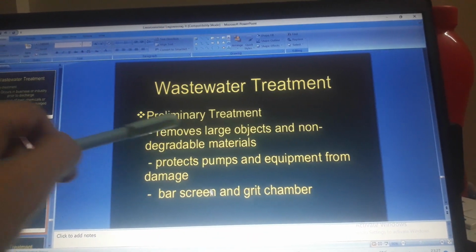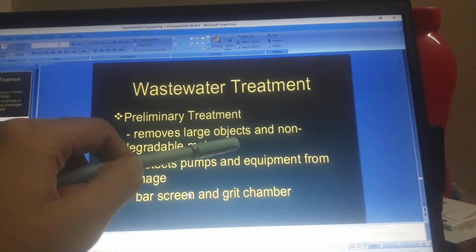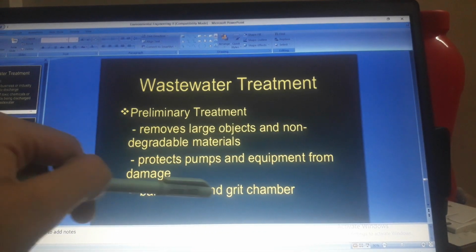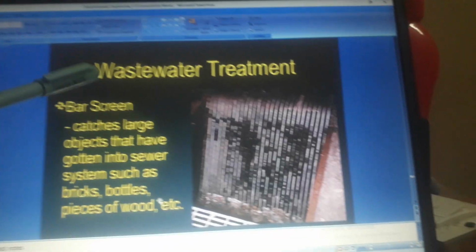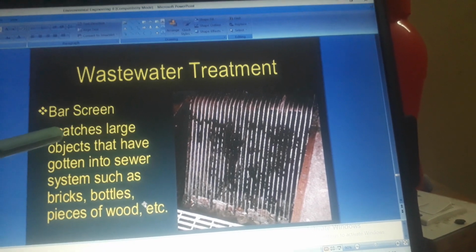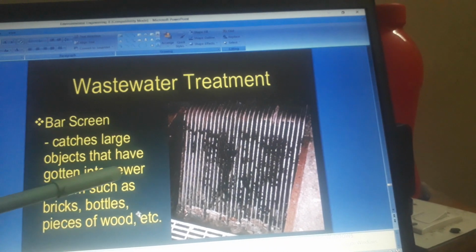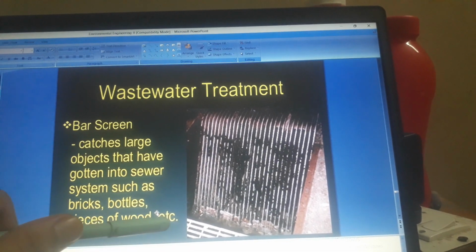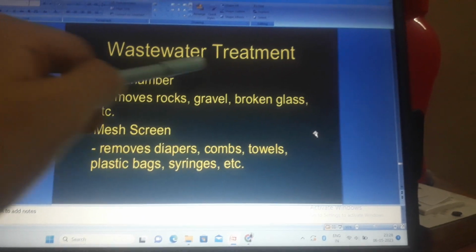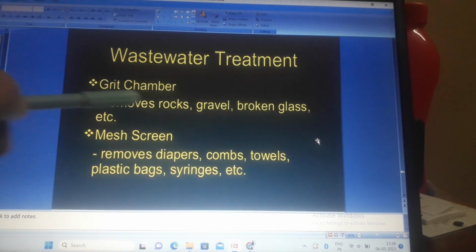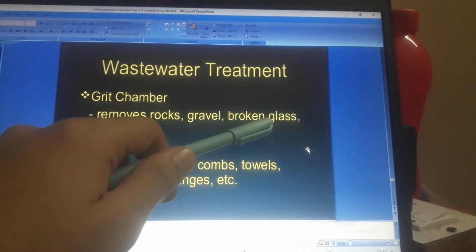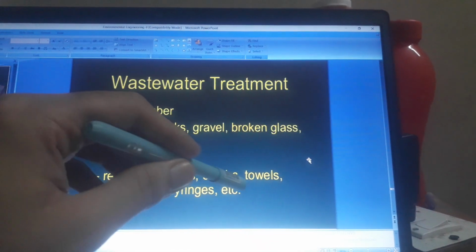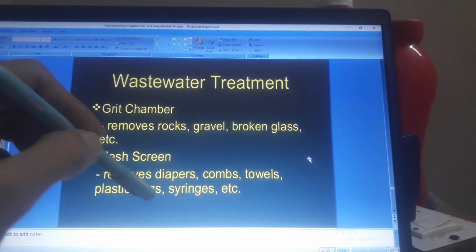Preliminary treatment removes large objects and non-degradable materials and protects pumps and equipment from damage, using a bar screen and grit chamber. The bar screen catches large objects that have gotten into sewer systems, such as bricks, bottles, pieces of wood, etc. The grit chamber removes rocks, gravel, broken glass, etc. The mesh screen removes diapers, combs, towels, plastic bags, syringes, etc.